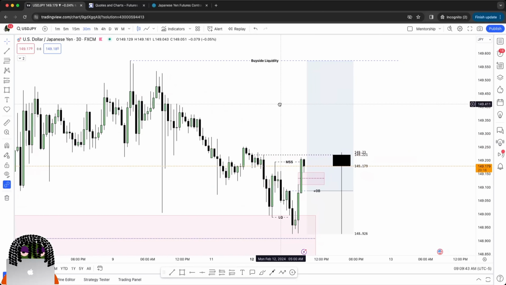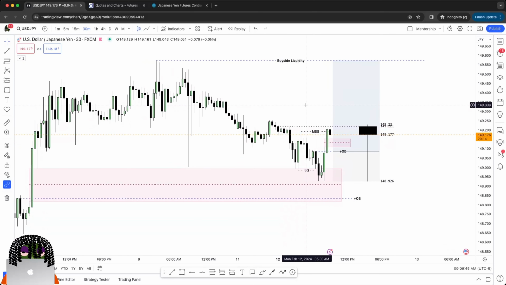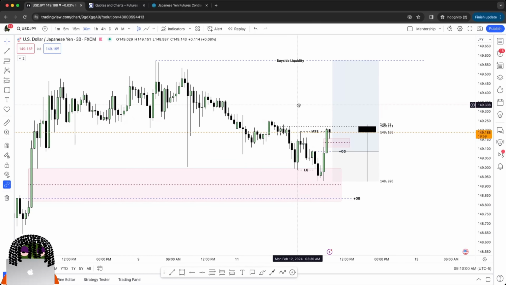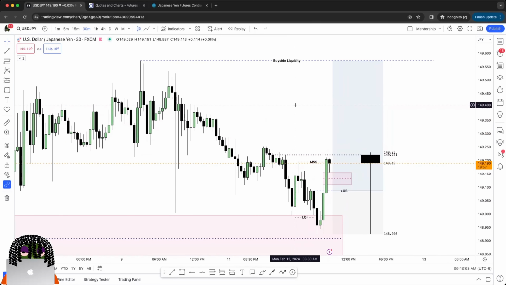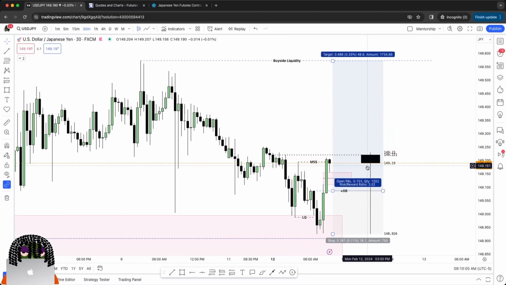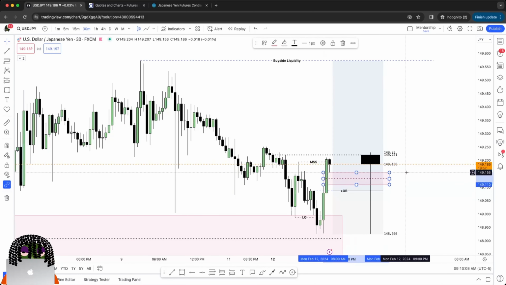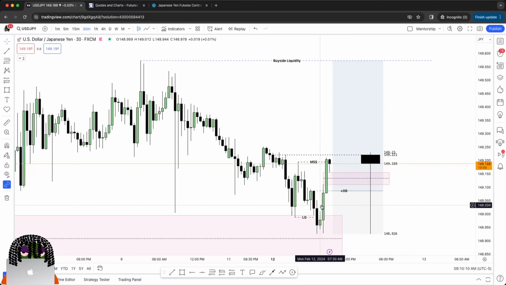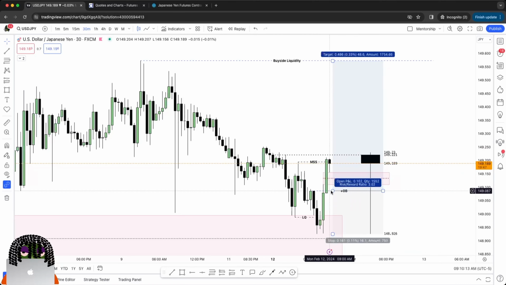So we'll see. I probably either speed this up, like I don't know how to speed it up. I have to figure out how to speed it up, but either I'll speed it up or I'll just cut it out. So we'll see. I'll figure it out. But right now I'm just waiting. This is the setup I'm waiting for. And if it don't come here, then I'll just miss the trade for today.